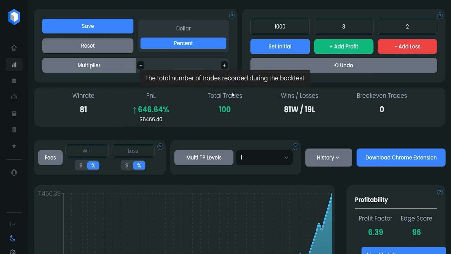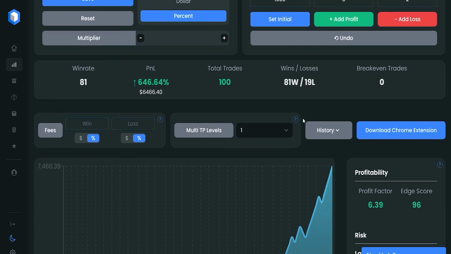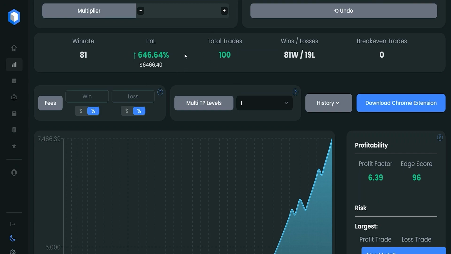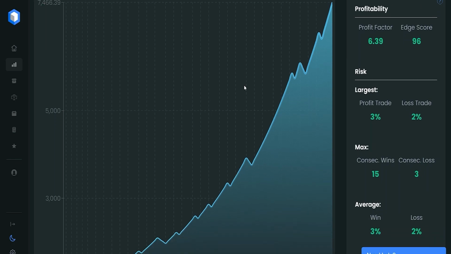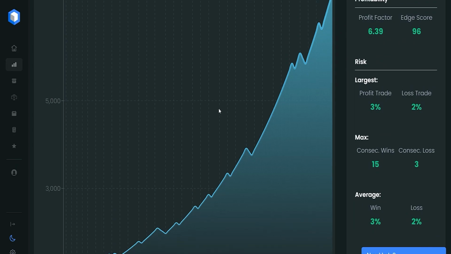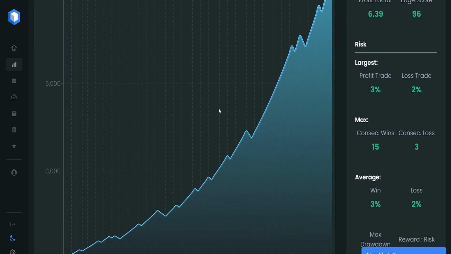Out of all 100 trades, this trading strategy was profitable 81 times, meaning we got an 81% win rate strategy. With our initial account size set to $1,000, we grew our account by 646%, which is about $6,466. Our profit factor is 6.39, and Trader Edge gives our strategy a score of 96 out of 100, meaning that this strategy works wonderfully.